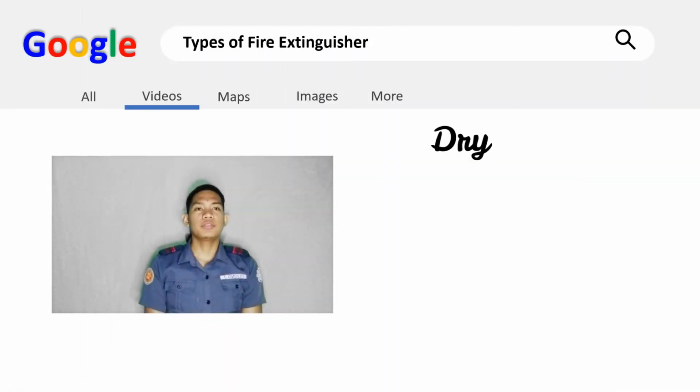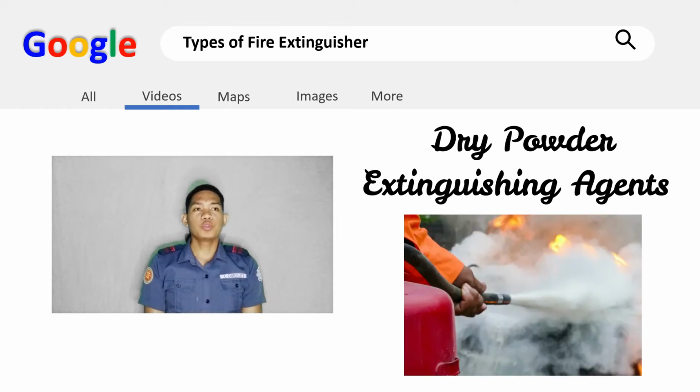Dry powder. This fire extinguisher is composed of powder or granular particles and is designed to put out Class D flammable metal flames. Sodium chloride, graphite, and copper are common dry powder agents.